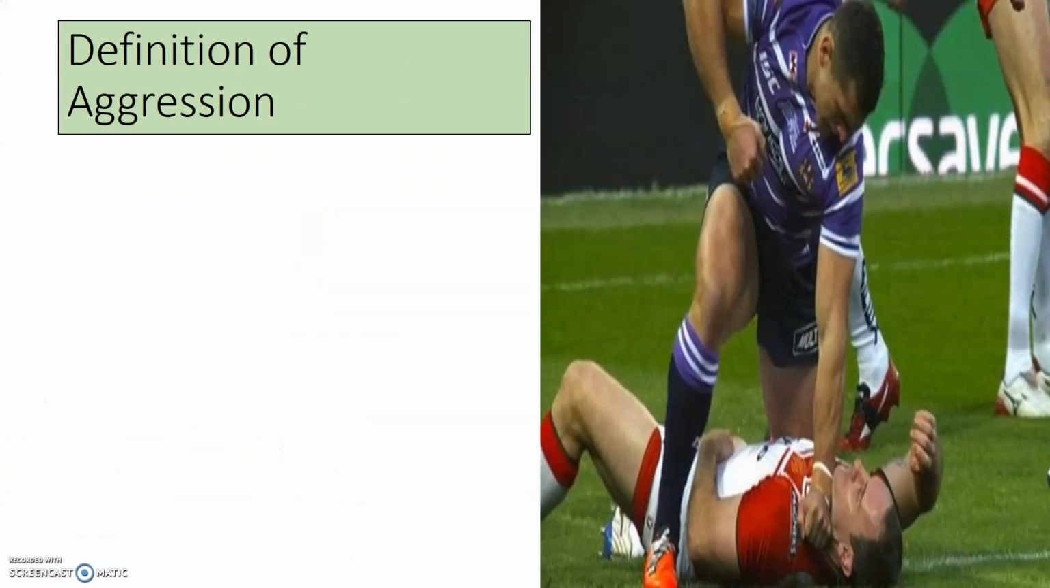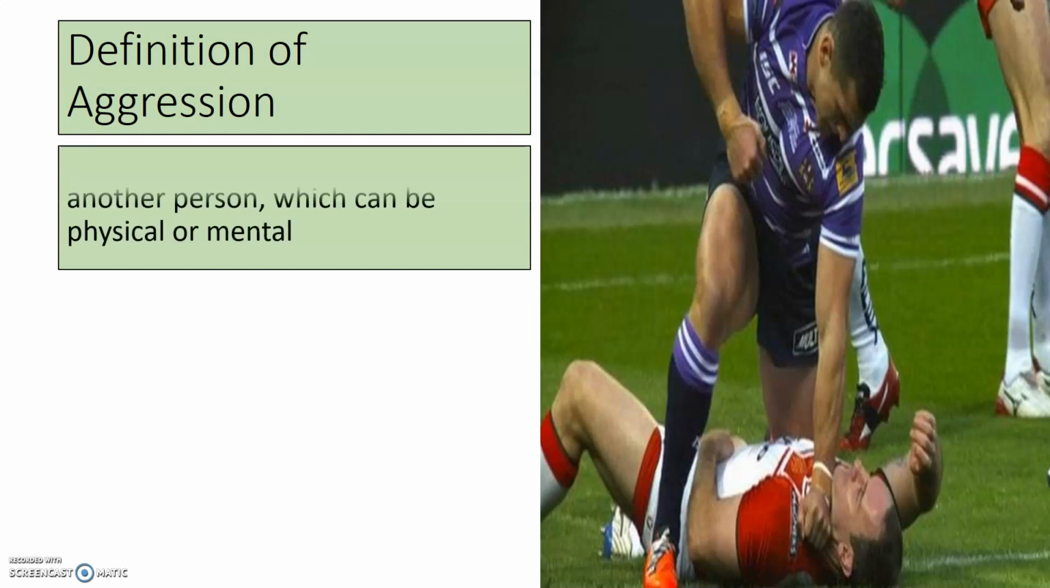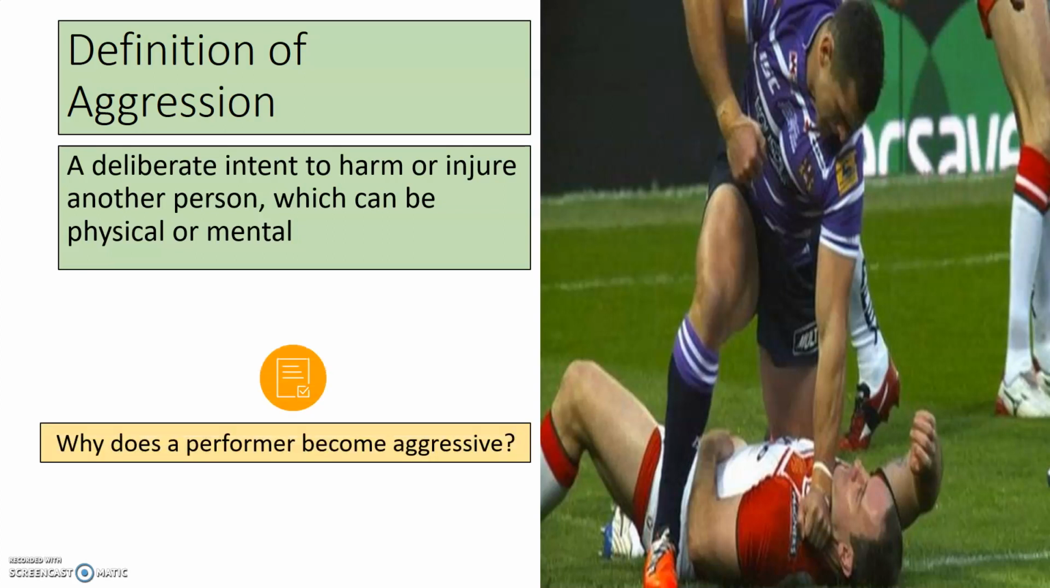Okay, so first and foremost, if we think of the definition of aggression, it's this idea of deliberately harming or injuring another person. So we have the intent to cause harm or injury to another person, and it's a deliberate form of action. And this can be through both physical or mental aggression. It's important to note that it's physical, so to do with the body, but can also be aggressive mentally as well, to do with the mind.